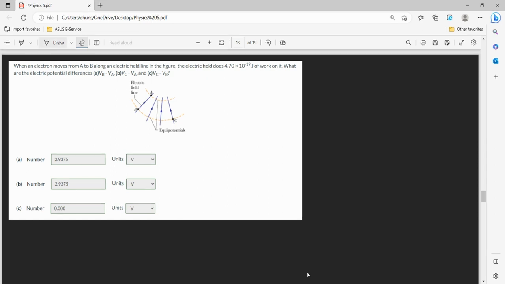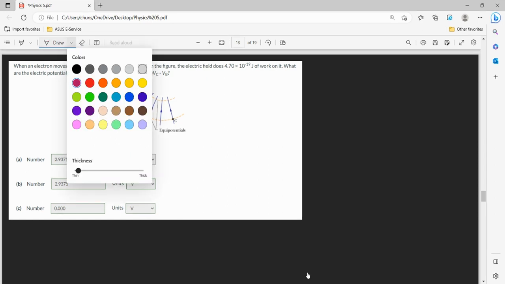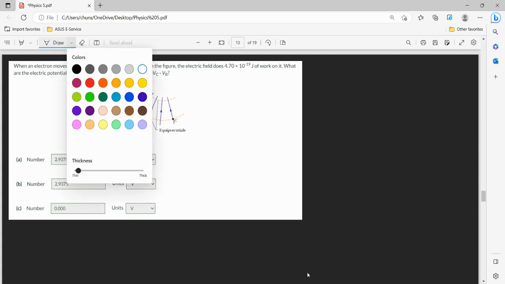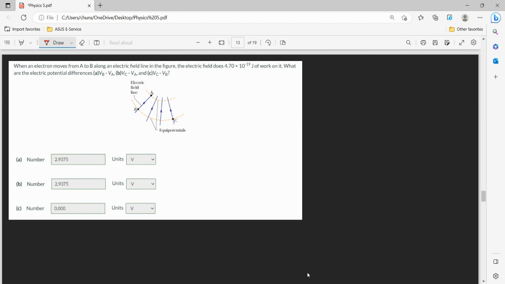Welcome back. Let's do some practice problems for week 5 of Physics 259, where we were talking about the behavior of electric potential in insulators and conductors, as well as talking about equipotential lines. So this first question here talks just about that, about equipotential lines.